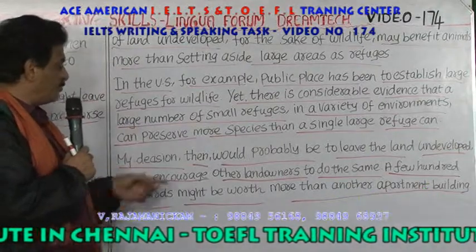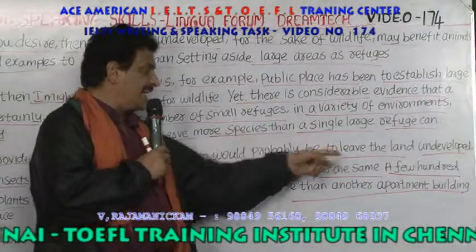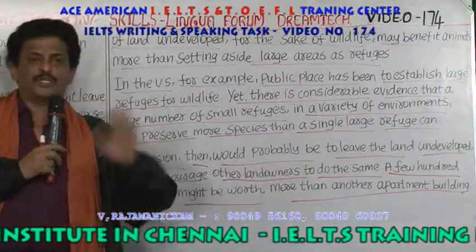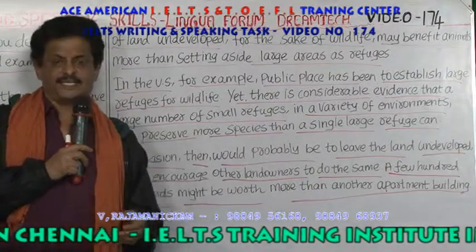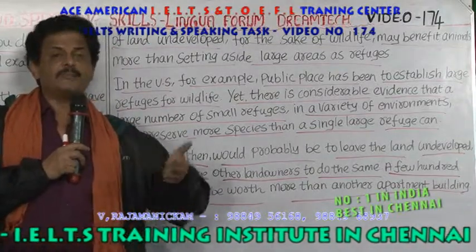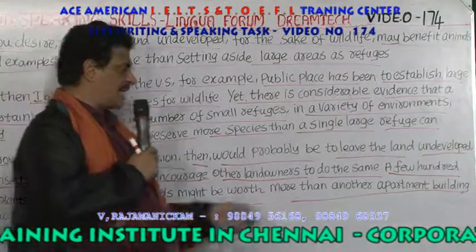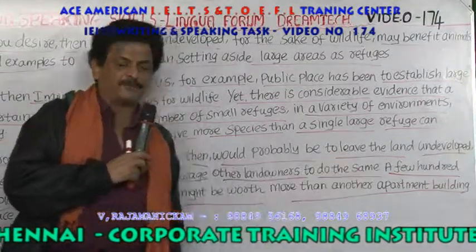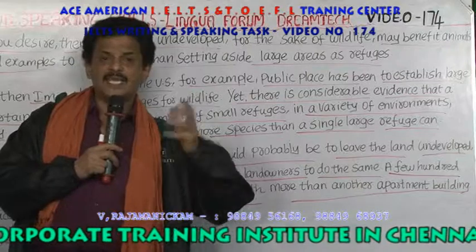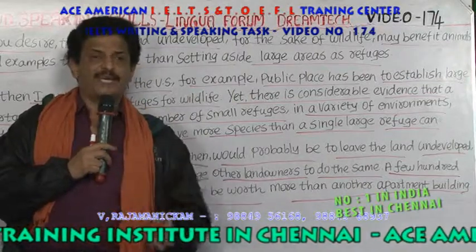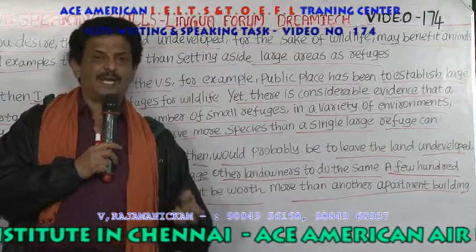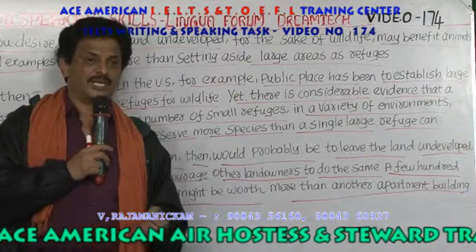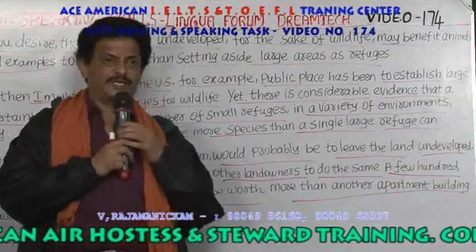My decision then would probably be to leave the land undeveloped and to encourage other landowners to do the same. A few hundred songbirds might be worth more than another apartment building. ஒரு கட்டிடத்தை விட ஒரு 100 பறவைகள் இருப்பது சிறந்தது என்று இந்த கட்டுரையாளர் சொல்கிறார். இனி அடுத்து வரக்கூடிய வீடியோக்களில் மற்றவைகளை பார்ப்போம். Thank you very much.